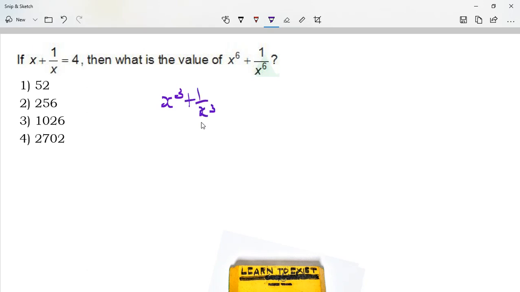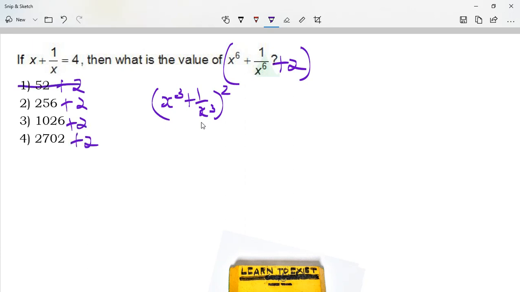Okay, and the square of this would be this value plus 2, right? So I know this value will be a perfect square. So by that I can move with that. So the answer plus 2 must be a perfect square. So I am just going to check which one is a perfect square. This is not a perfect square. 256 is a perfect square, so this is not a perfect square.